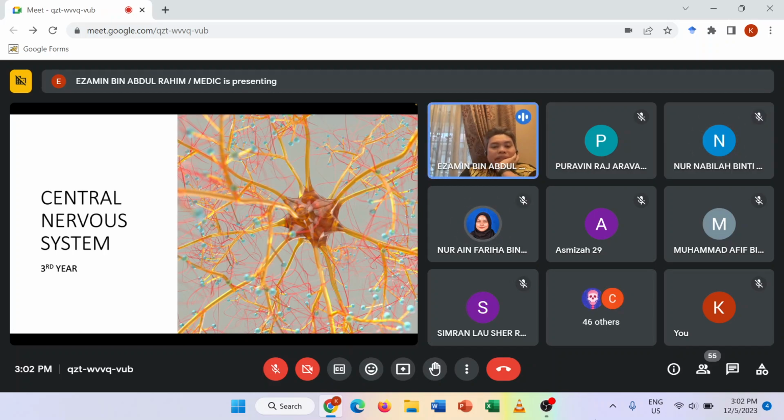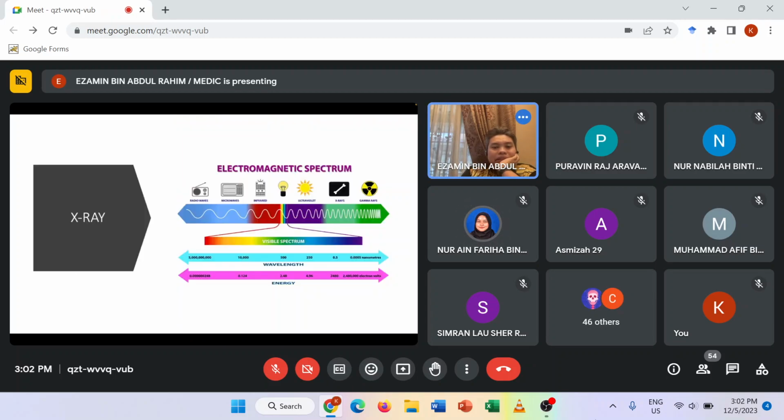So the topic for today is the central nervous system. I think I'll go basic first. Electromagnetic spectrum, X-ray. Can you hear me? The electromagnetic spectrum. Gamma rays are one of the dangerous ones, and then X-ray, because starting from here we call it ionizing radiation.